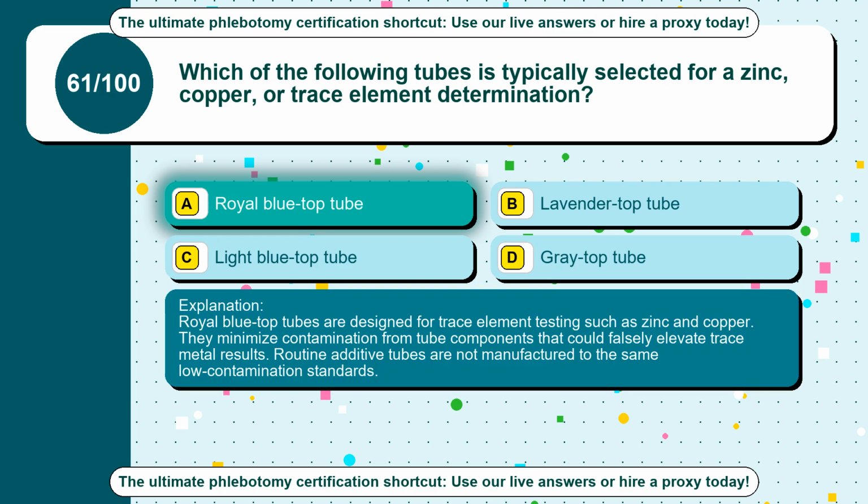Royal blue top tubes are designed for trace element testing such as zinc and copper. They minimize contamination from tube components that could falsely elevate trace metal results. Routine additive tubes are not manufactured to the same low contamination standards.